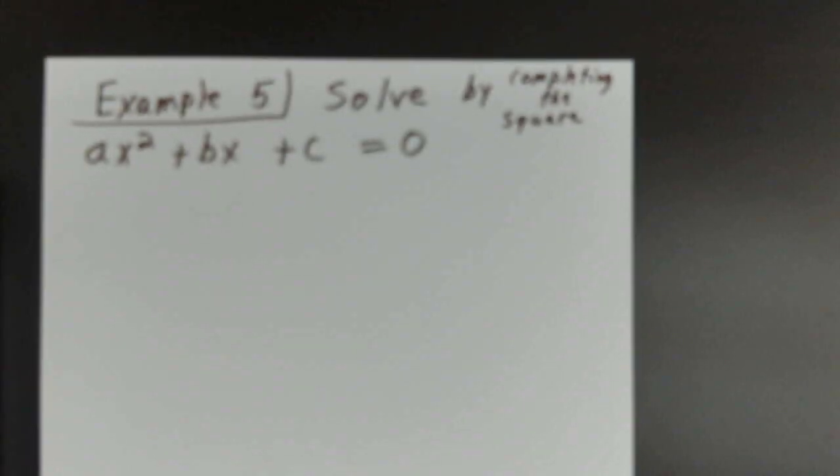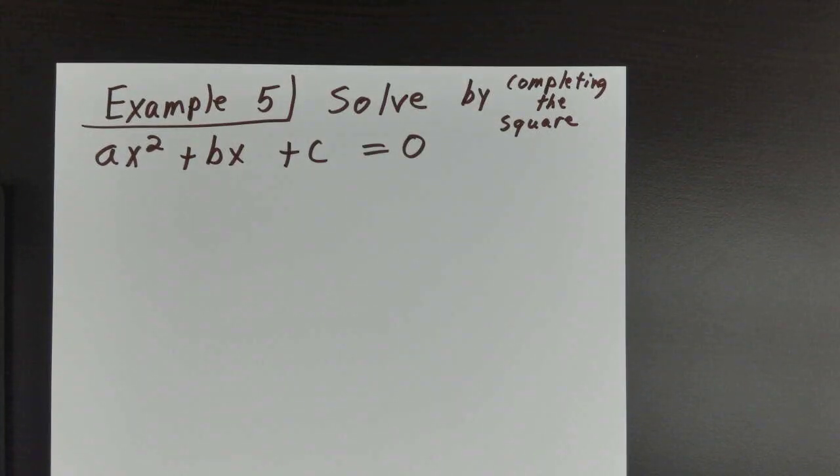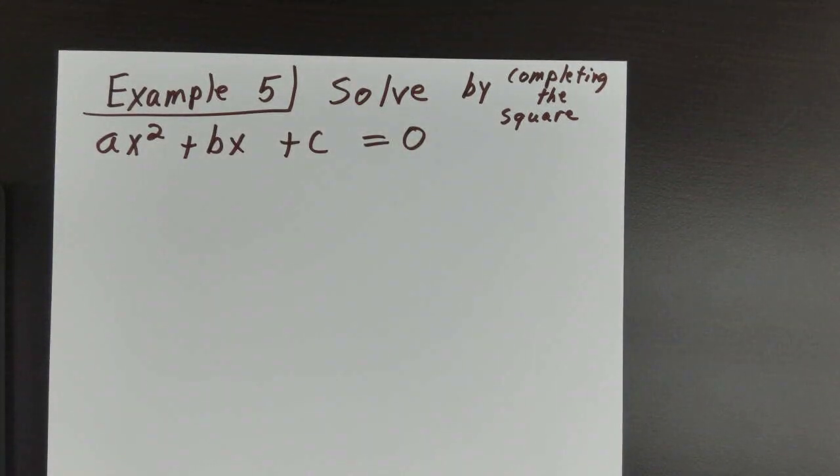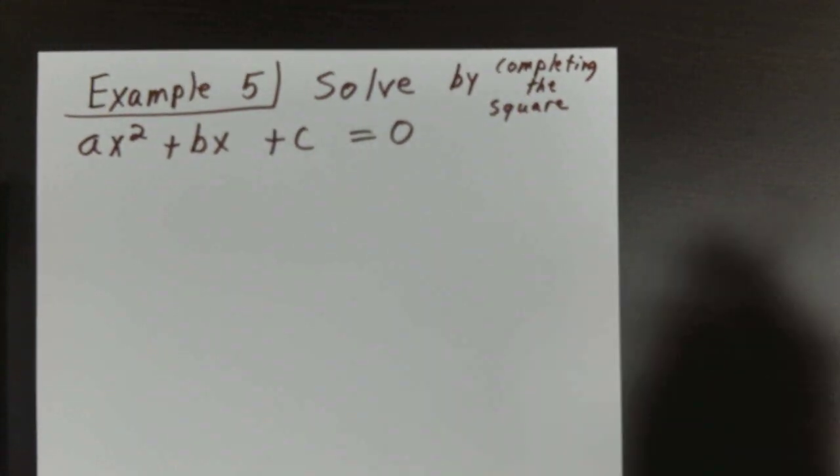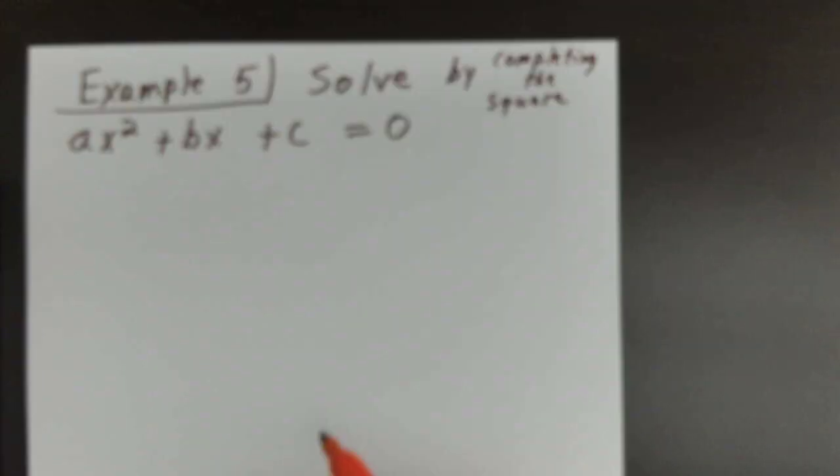And now we have example 5. Now, I just have a very general formula, ax squared plus bx plus c. That is a general quadratic expression. We've got it set equal to 0. We're going to solve this by completing the square and see what happens.